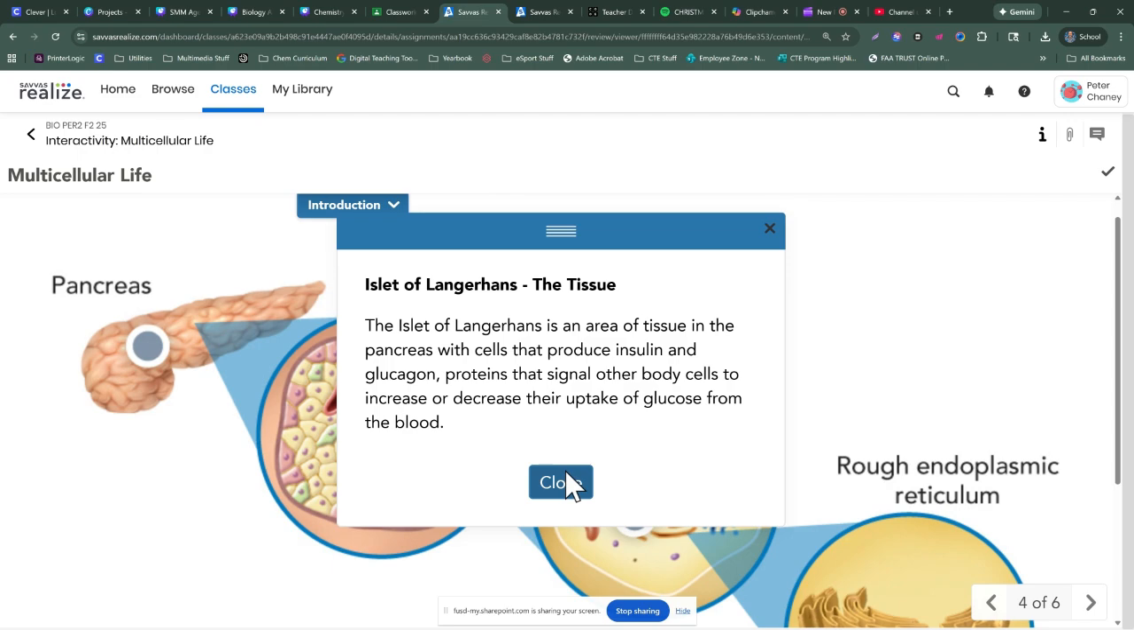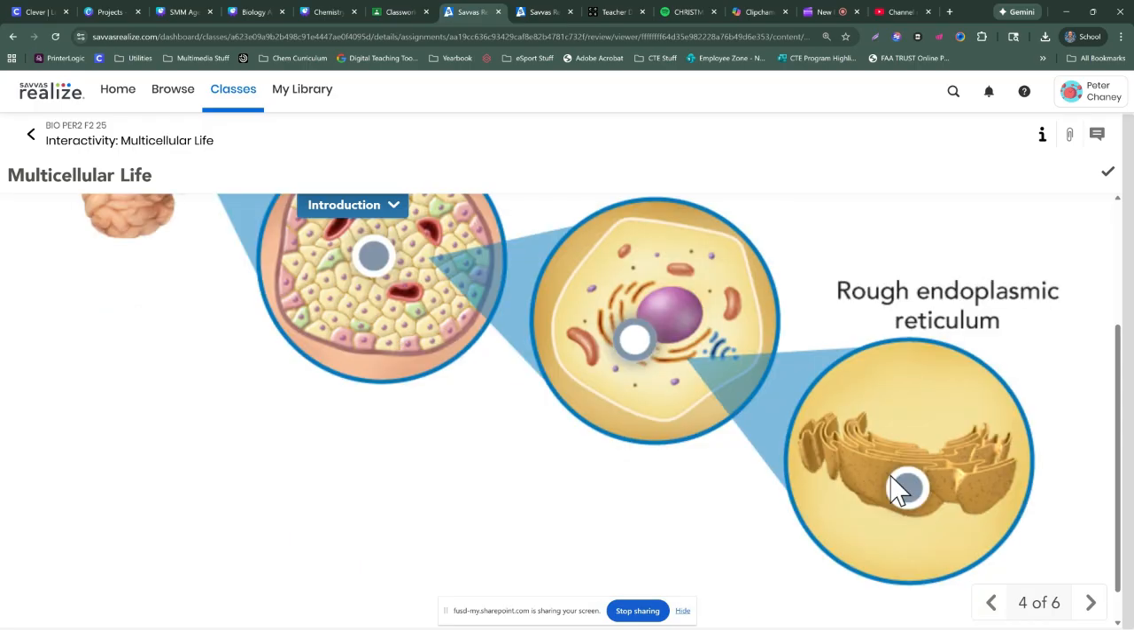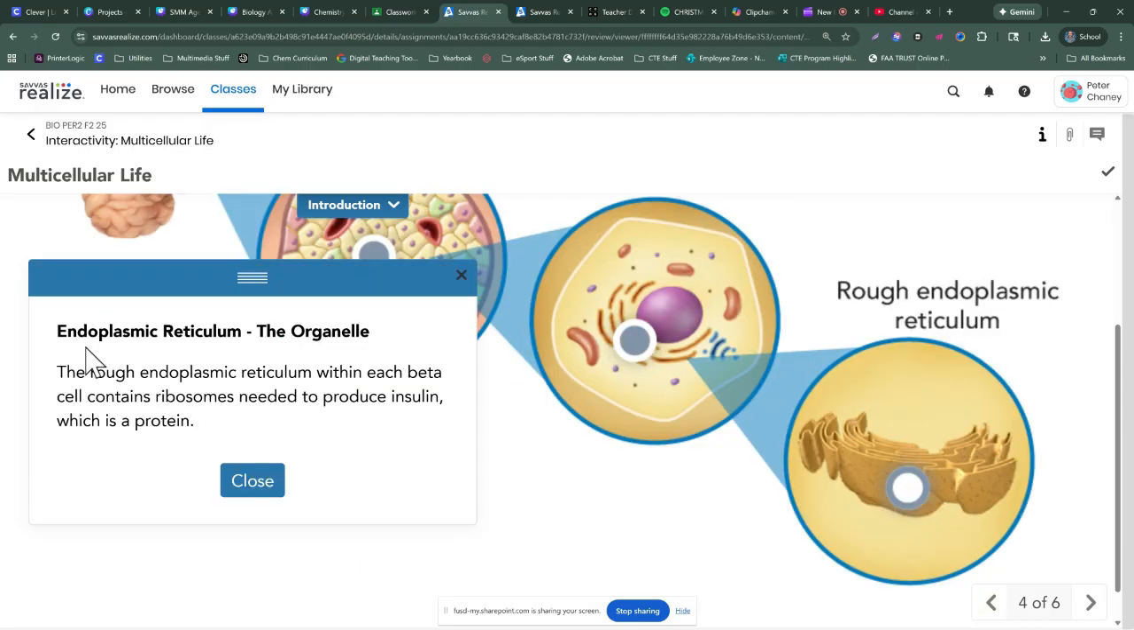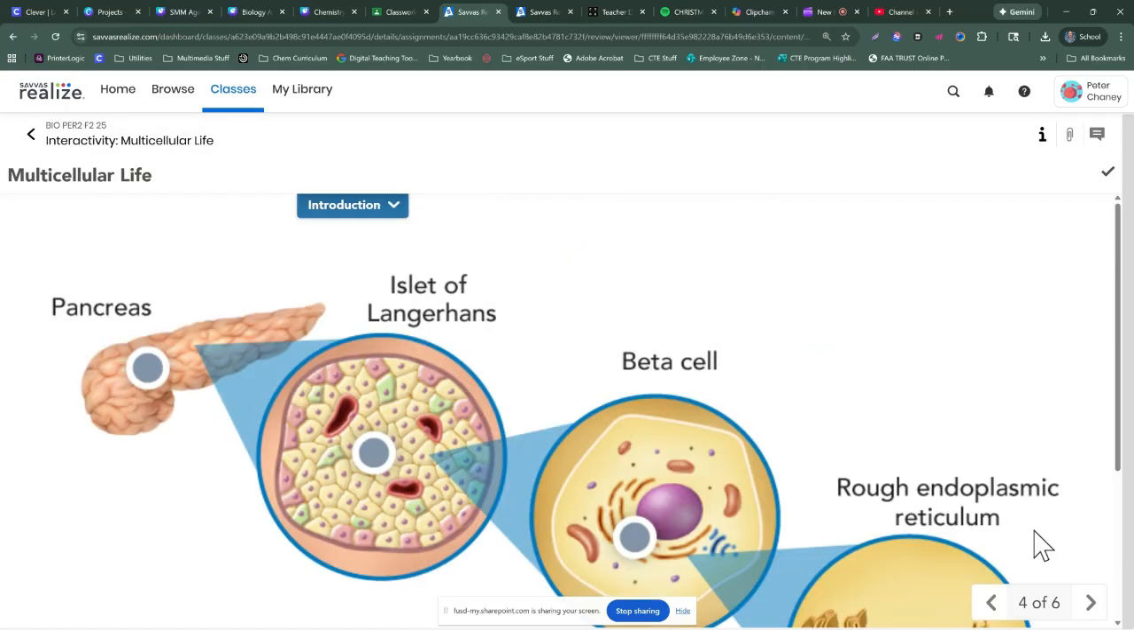Third informational dot, the beta cell. Each beta cell within the islet of Langerhans is responsible for producing insulin. And then lastly, we have down here the endoplasmic reticulum, which is the organelle. The rough endoplasmic reticulum within each beta cell contains ribosomes needed to produce insulin, which is a protein. Okay, so we've read through all 4 of those. On to slide 5 of 6.